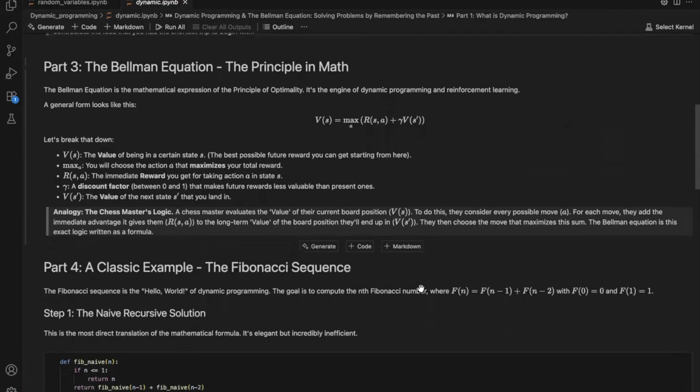The Bellman equation is just the principle of optimality expressed in mathematical form. It's the engine that drives dynamic programming and modern reinforcement learning. This formula formalizes the chess master's logic. Think about how a grandmaster evaluates the position on the board. They look at the value of their current state. To figure that out, they consider every possible move they can make. For each move, they add the immediate reward it gives them to the discounted value of the future board position they land in. Then they simply choose the move that maximizes the total. That's exactly what the Bellman equation describes.